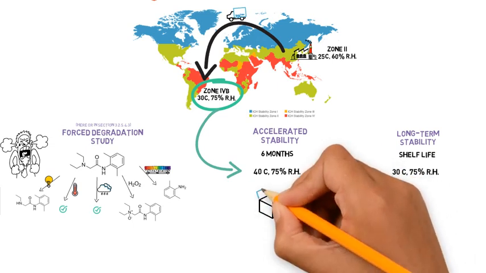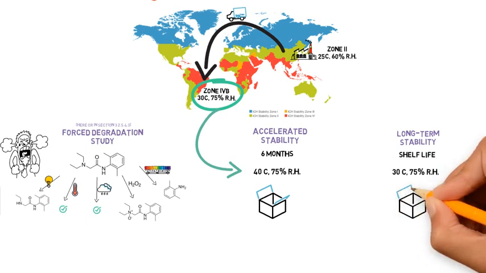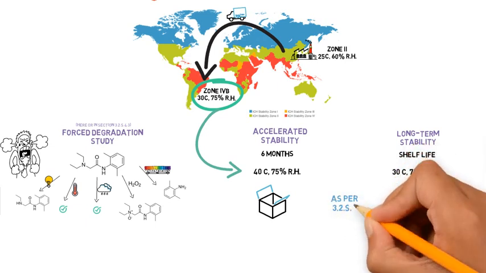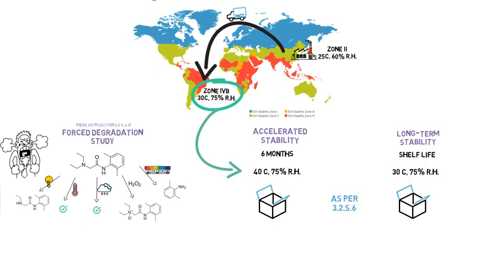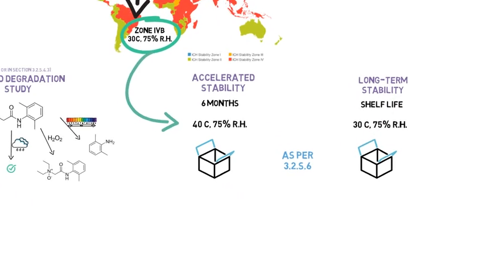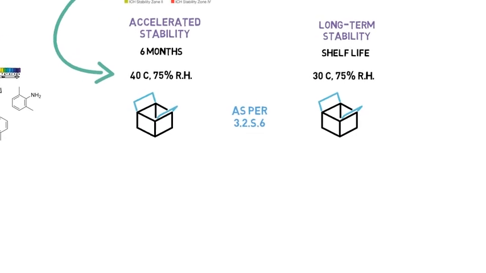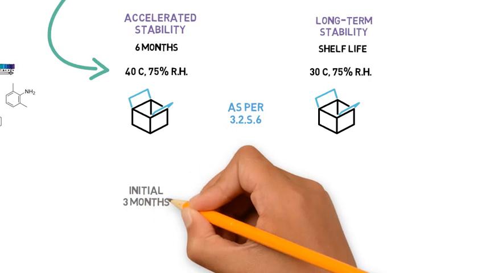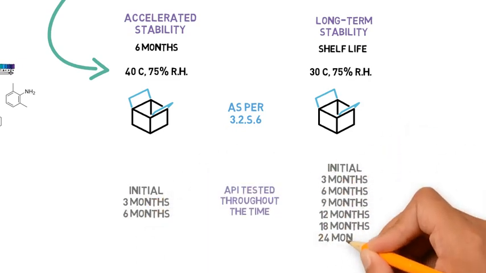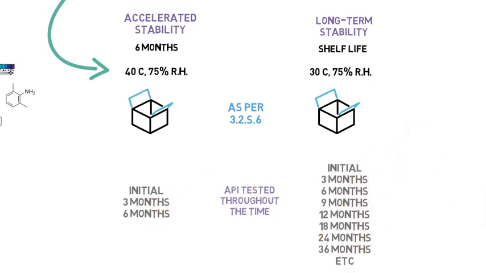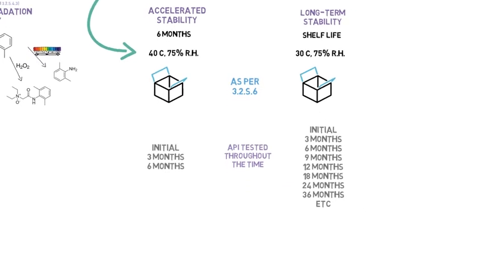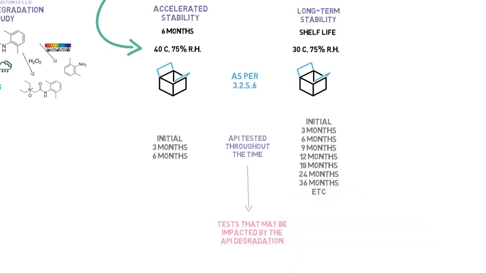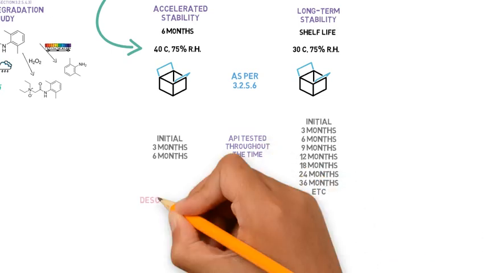The packaging material where the API is stored during these studies must represent the commercial packaging, which was described in section 3.2.S.6. In these 2 studies, the API stored in these conditions is tested throughout the time to understand if it is still approved in the quality control specifications. Here, it is not necessary to perform all the tests that are done to release the API, only those which may be impacted by the API degradation.